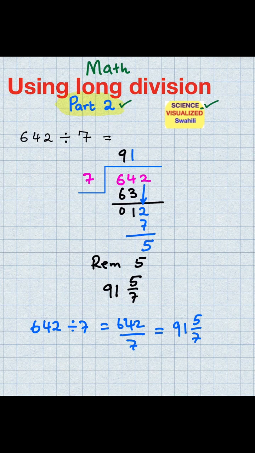Previously, we looked at this problem, 642 divided by 7, so that's 642 over 7, and we found that the answer using the long division method is 91 and 5 over 7. Today we're going to look at method 2, where we present this in decimal format instead of fractions, so the 5 over 7. And how do we do that?